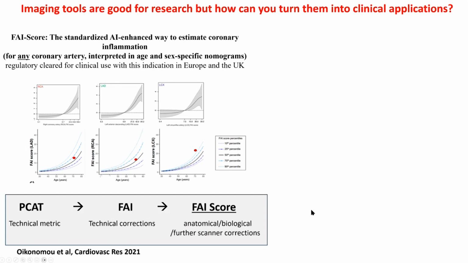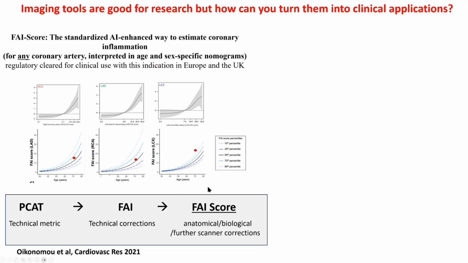When we developed this technology a few years ago, we realized early on that the basic technical metric, called pericoronary adipose tissue attenuation, was very variable, and it was dependent on technical parameters from the scanners. It was working only on the right coronary artery because of the more complex anatomy of the other coronary arteries. That's why we moved very fast into development of the fat attenuation index, which is the technically corrected metric of perivascular attenuation, and more recently to the fat attenuation index score that takes into account the anatomical, biological, and other technical scanner settings, to generate a reproducible tool that is applicable clinically.